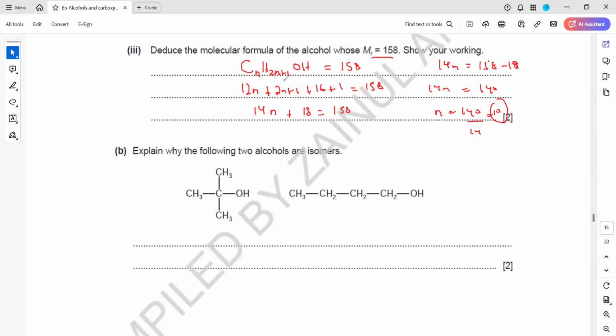We have a general formula for alcohols, CnH2n+1OH. The value of n is 10, so we write C10H, 10 multiplied by 2 is 20, plus 1, H21OH. So this will be the formula for the alcohol. Using the general formula, first we work out the value of n, and from the value of n we work out the molecular formula. Is it clear?